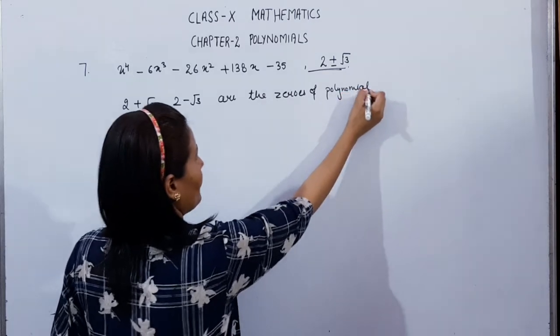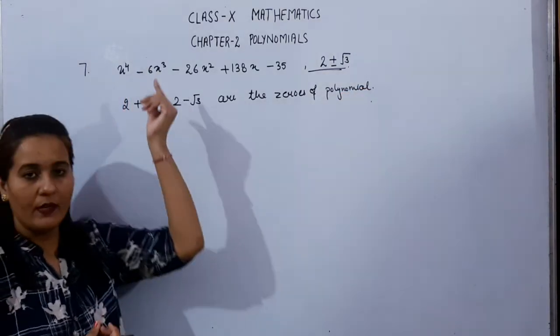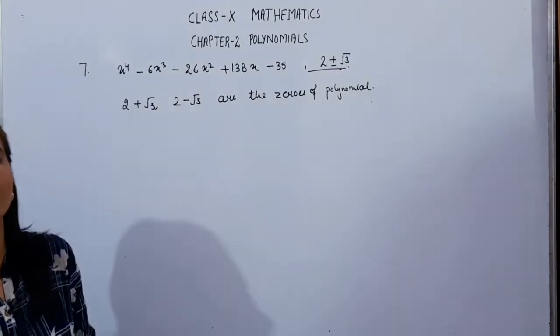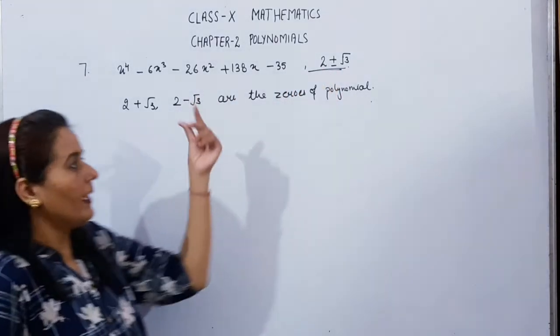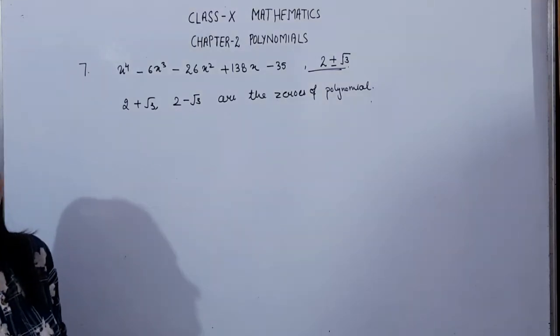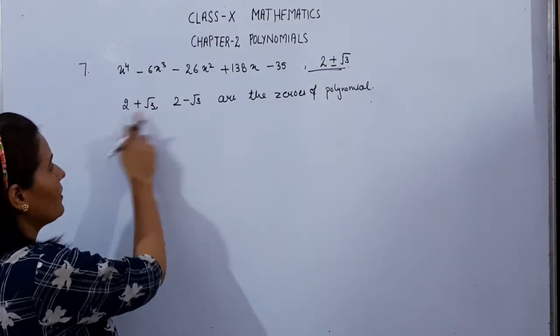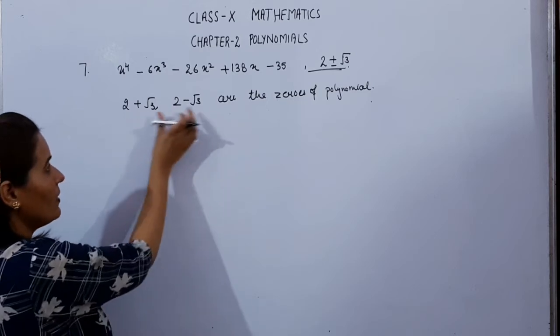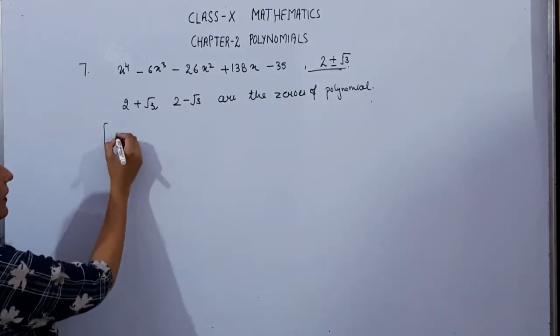Okay, what you need to find? You need to find the remaining two zeros. It is biquadratic, so it will have 4 zeros at the most, in which 2 are given, right, and 2 are asked to find, right. So, first of all, we are making use of these two. If zeros are given, we can change it into factor form by using factor theorem.